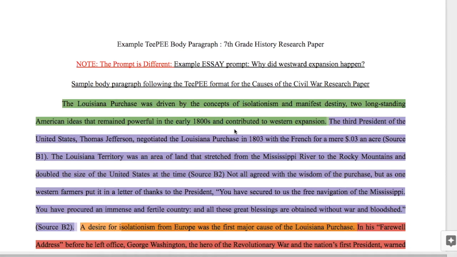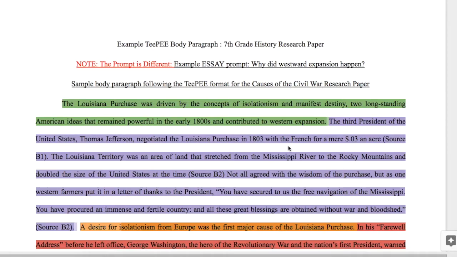The purpose of this podcast is to help students with the creation of their research note cards. We will start at the end, the final product, the actual paper. This was the sample that was shown to students, and keep in mind that the essay prompt is different. This is why did Western expansion happen, not what caused the Civil War. However, the exact same concepts do apply.